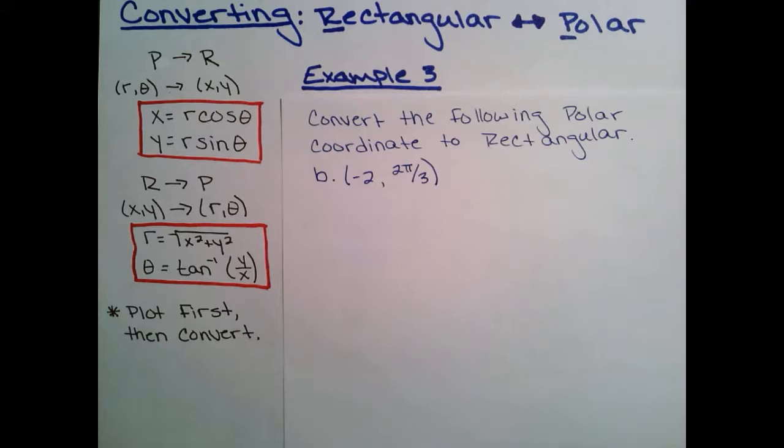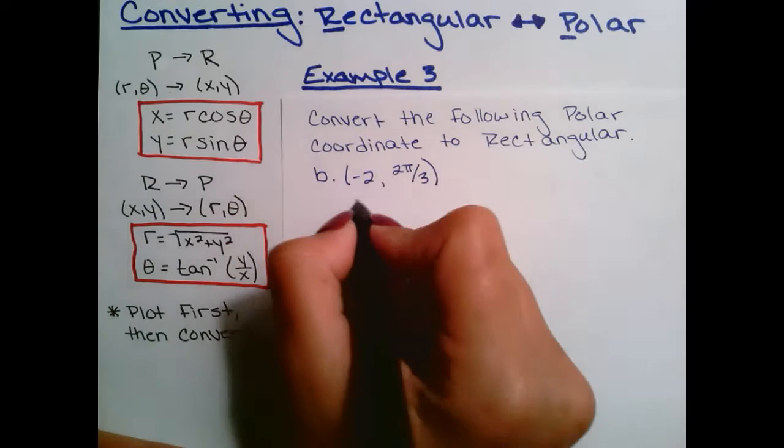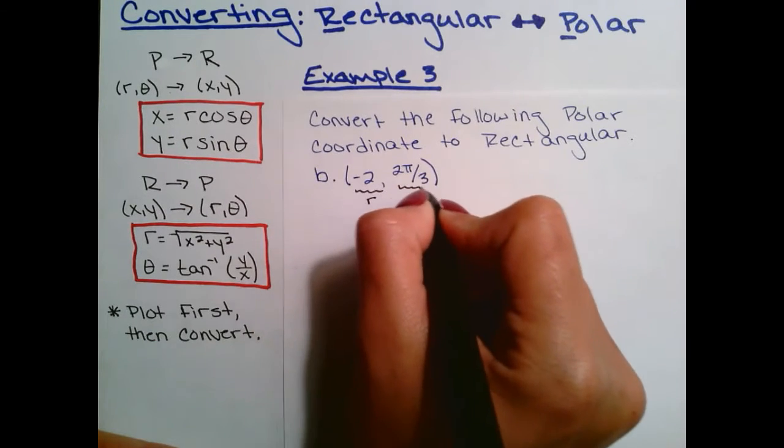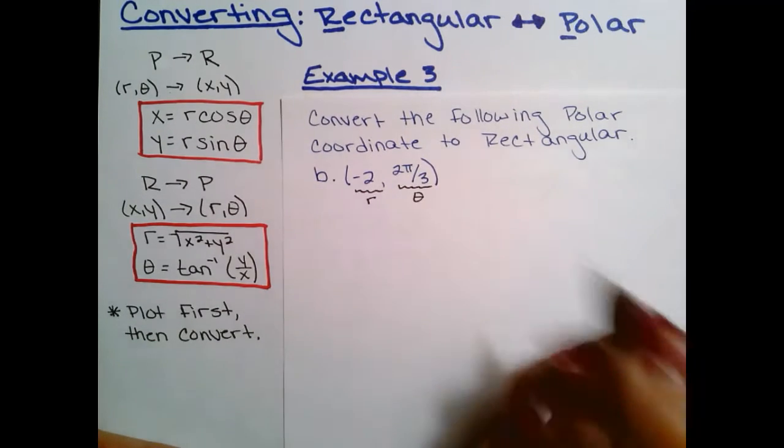All right, so here is another example. Now we're going to go in the other direction. We're going to convert the following polar coordinate to rectangular. So the point that I've given you is negative 2 comma 2 pi over 3. As we work through this, I'm going to show you two variations: using the unit circle and using your calculator. So again, our first step is going to be to plot this. This right here is my r, and this right here is my theta.